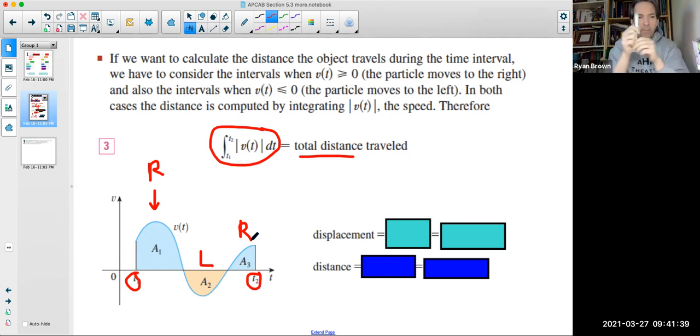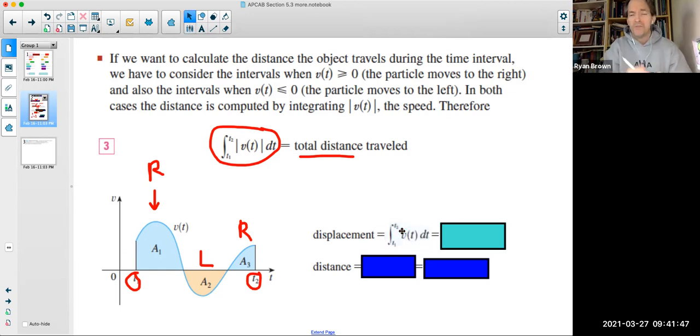That's your displacement. If I want to add up all of those rights plus lefts plus rights, that's my velocity. So displacement would just be the integral of the velocity, no absolute value. So it's just going to be the A1, the A3, and then the A2 is going to be negative. We are taking into account the fact that it's negative velocity. It's going to be a negative area, so we're going to take away the area. Displacement is exactly what it looks like.